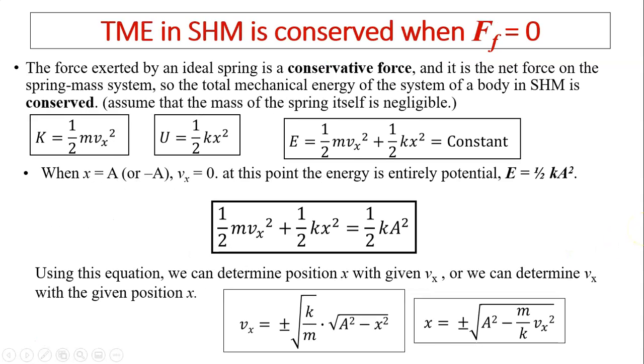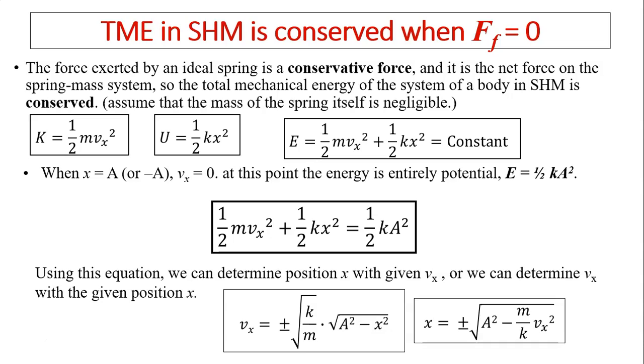Total mechanical energy in simple harmonic motion is conserved when friction equals 0. The force exerted by an ideal spring is a conservative force. That's the force on the spring, and it is the net force on the spring system, so the total mechanical energy is conserved. Assume the mass of the spring itself is negligible and when there is no friction.